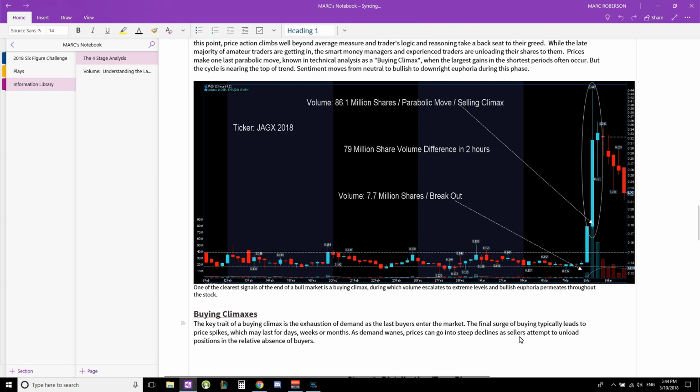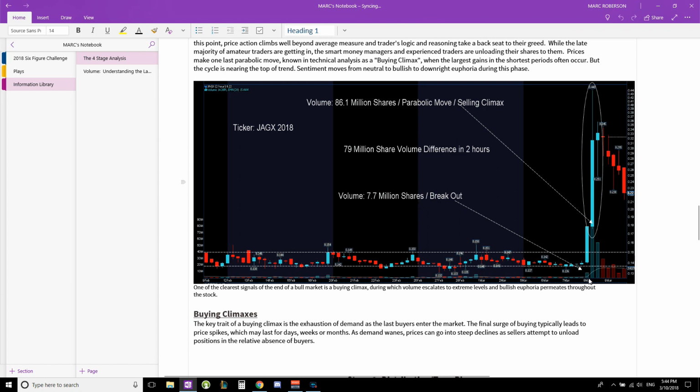So let's look at ticker JAGX, and this is on a 2-hour time scale. So each candlestick represents 2 hours. JAGX was consolidating in this pattern, give or take, for a month and a half. It stayed in this channel of 13.5 to 15 cents for the longest. When it broke out, that's a very bullish signal. On this breakout, this volume spike right here was 7.7 million shares.